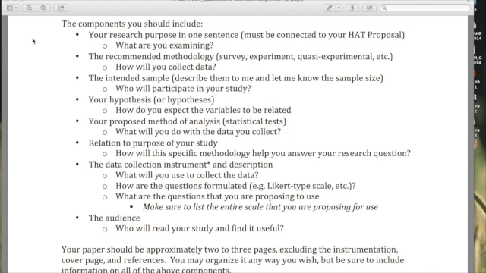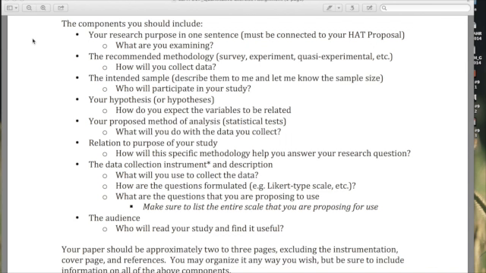And then the second to last thing, excuse me, is the data collection instrument and description. What will you use to collect the data? What are the questions? How are they formulated? Can you make a list of the entire scale so that we can see it and share it with us? And then lastly, who is your audience, right? Who will read your study and find it useful?